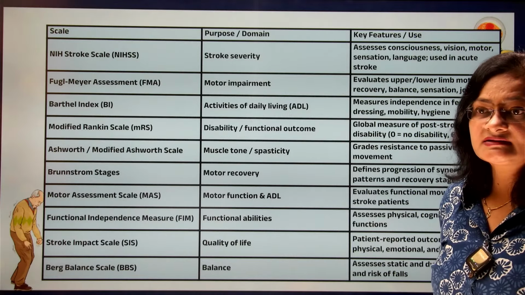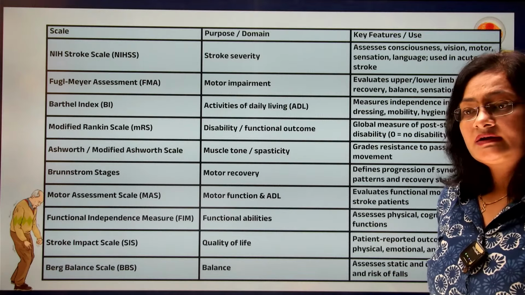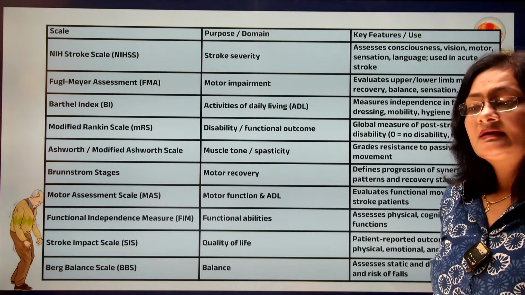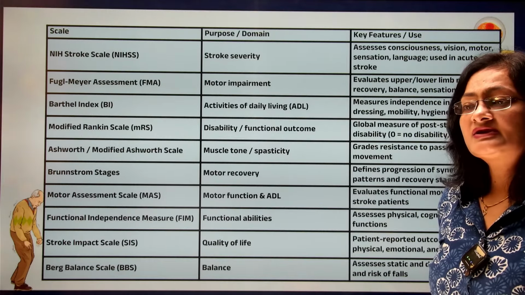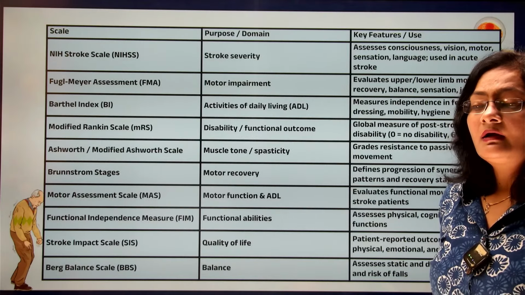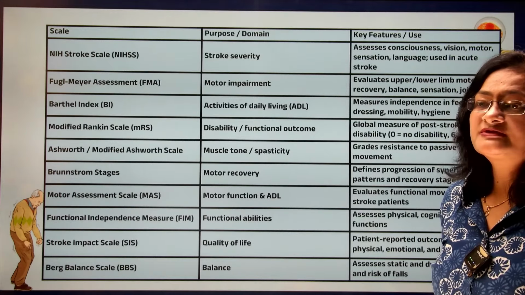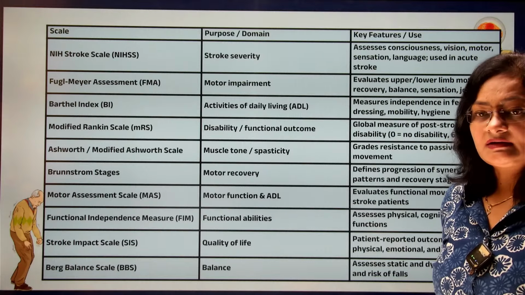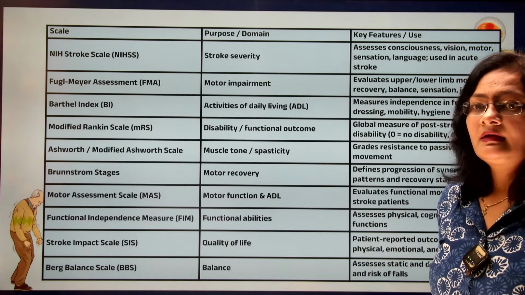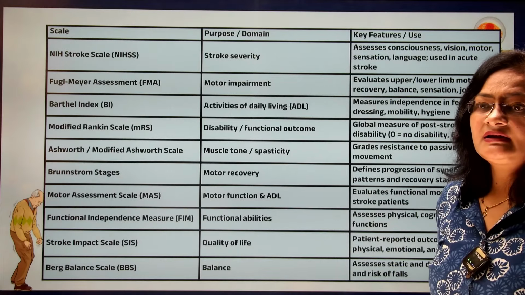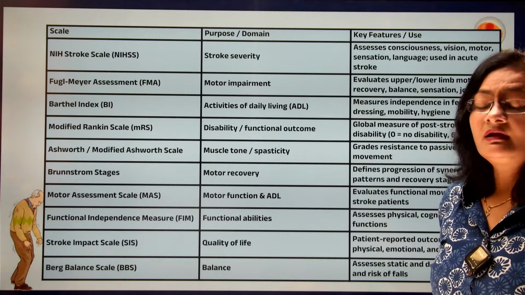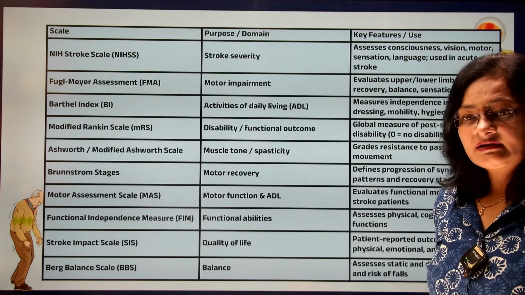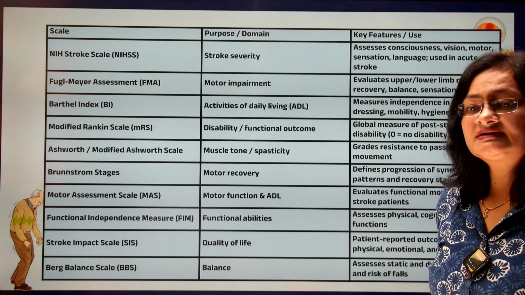Whenever we assess, there are two types of these scales. One is subjective and the second is objective. Subjective is self-reported, where the patient will describe the various components, and objective is where the therapist measures the deficit or severity. So SIS, or Stroke Impact Scale, is a self-reported scale which the patient will report. And the Berg Balance Scale is an objective scale which the therapist assesses.